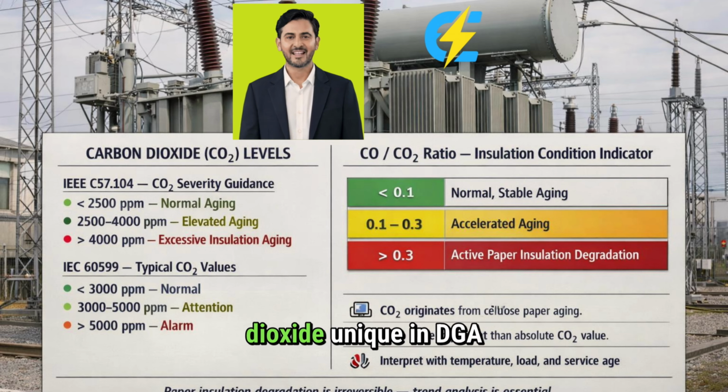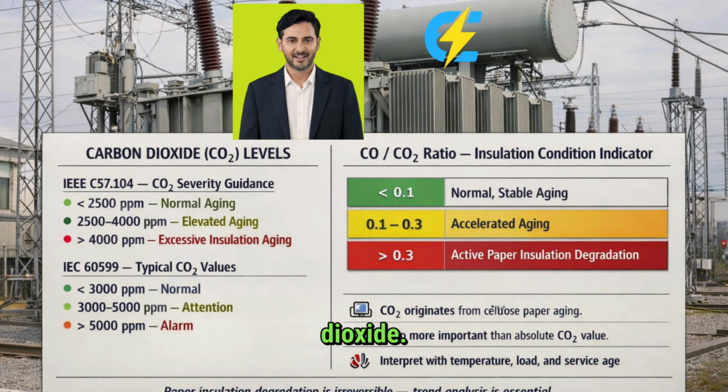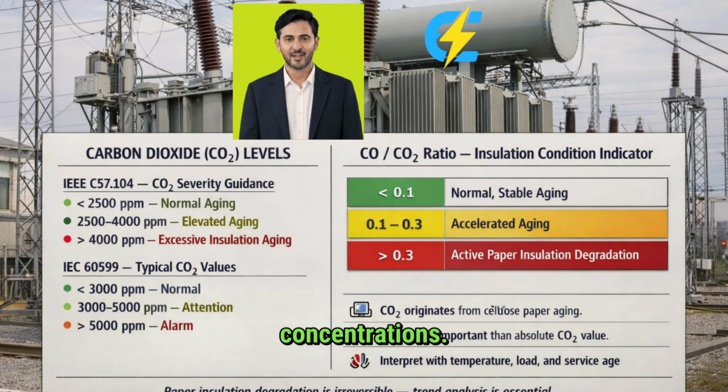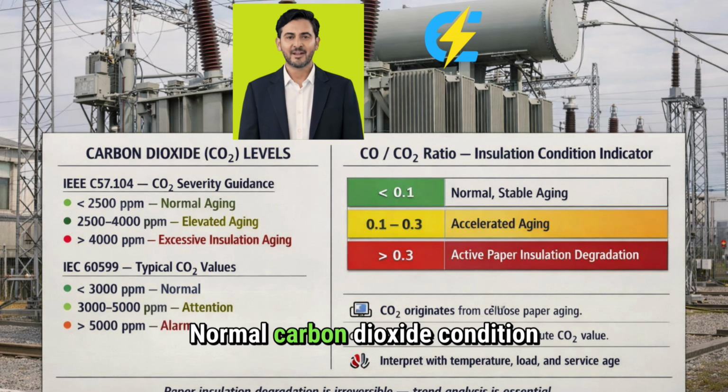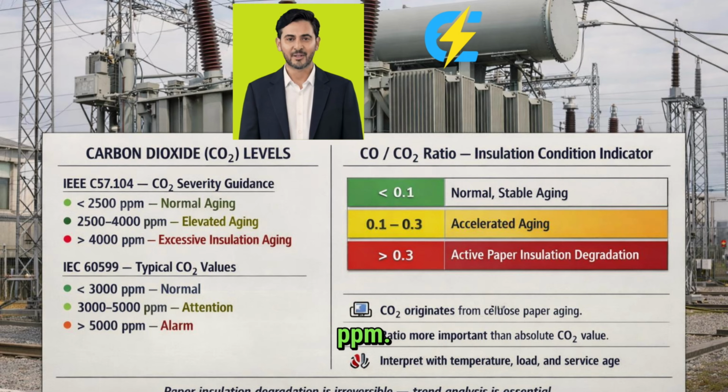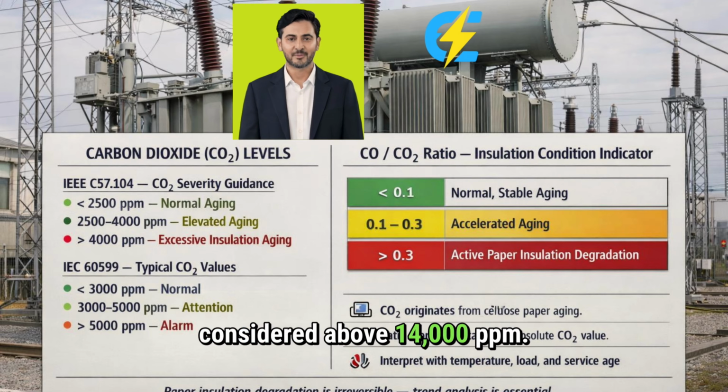Here's what makes carbon dioxide unique in DGA interpretation. Every transformer produces carbon dioxide. A brand new transformer will have low levels, while a 30-year-old unit will show significantly higher concentrations. The question is how much and how it compares with the fleet. Let's look at the standard limits. Normal carbon dioxide condition is typically below 3,800 ppm according to IEC 60599. The caution zone sits between 3,800 and 14,000 ppm. A high aging level for carbon dioxide is considered above 14,000 ppm.